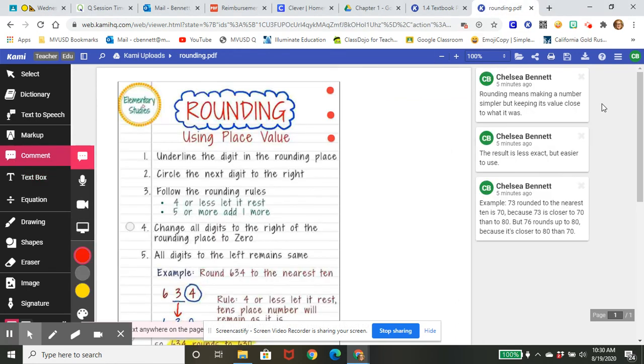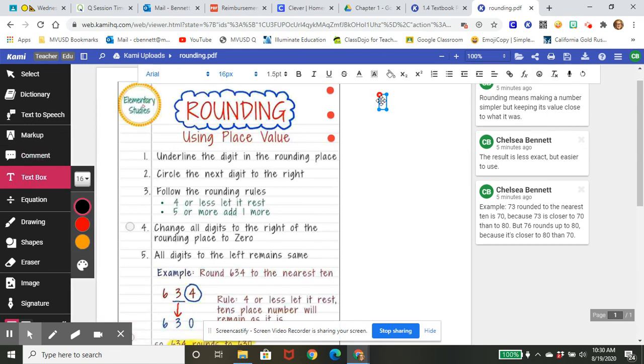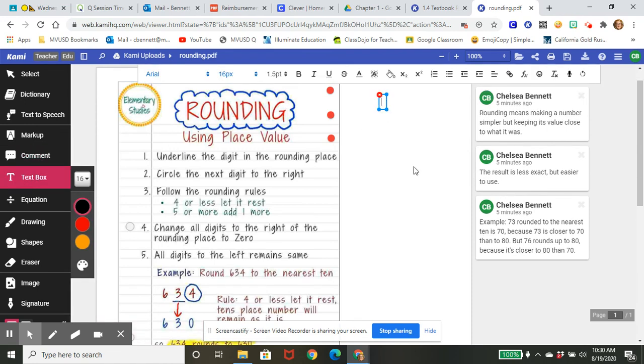When we're talking about rounding, rounding means making a number simpler, but keeping its value close to what it was. And here's what we mean by that. If I have a number like 983,562,234. Oh my goodness, that's a big number and it's a lot of words. And it would be hard to add this number, it would be hard to multiply by this number, and it's just difficult to say as well.